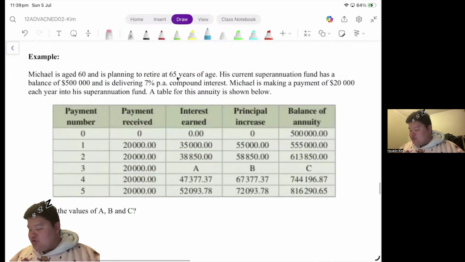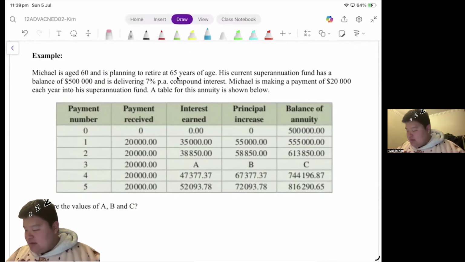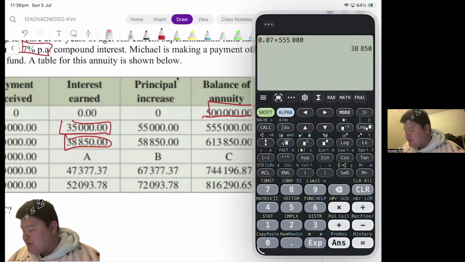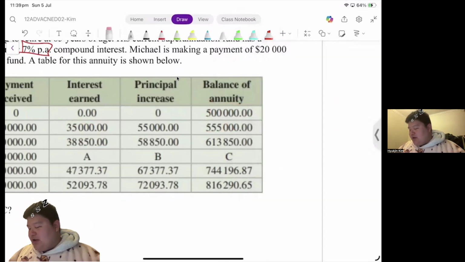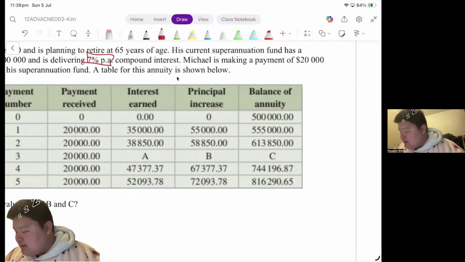Now, if we can see here, we're earning 7% interest from the balance of the annuity of the year before. If you want to double check, you can always say, what's 0.07 of 555,000? And that seems to check out with the table. We are not worried about the payment received right now. The interest is only earned from the previous year's balance. Okay? So we're going to do that.